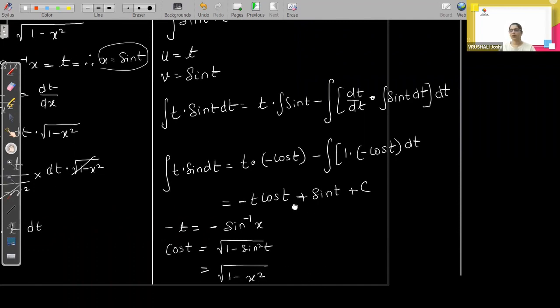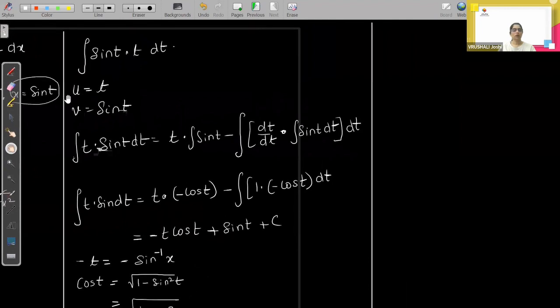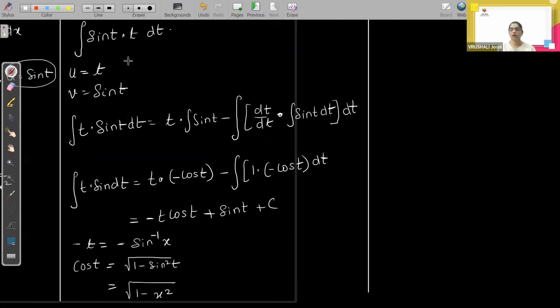Now our answer will come. How will you write it? We basically just have to do an arrangement. So cos t is equal to root of 1 minus x square, and sin t is equal to x, correct? So our answer will be what? Minus sin inverse. You can write it here also, it is not necessary to write it there.